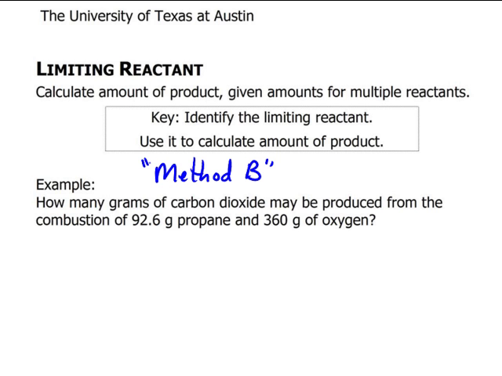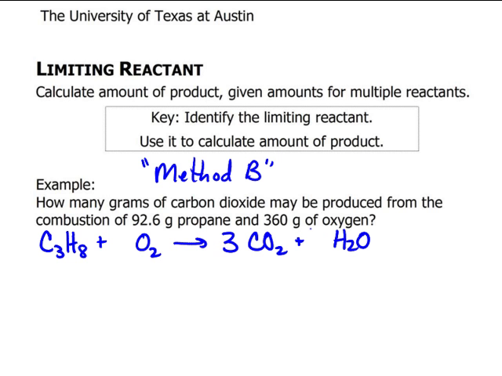Alright, we are using our same propane combustion reaction, so hopefully by this point you're getting really good at writing the combustion reaction and balancing it. So we've got our propane plus O2 gives CO2 and water. Balance this. Alright, so the next thing that we can do is to write our given. So given 92.6 grams of propane and 360 grams of oxygen.